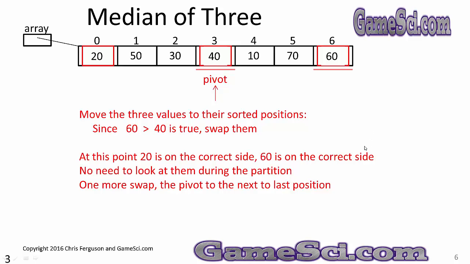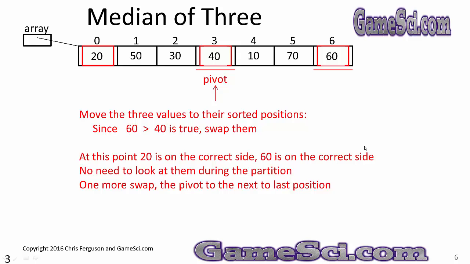At this point, 20 is on the correct side of the partition. 60 must be on the correct side of the partition because our pivot value is 40. Now, there'll be no need to look at 20 and 60 when doing the partition.